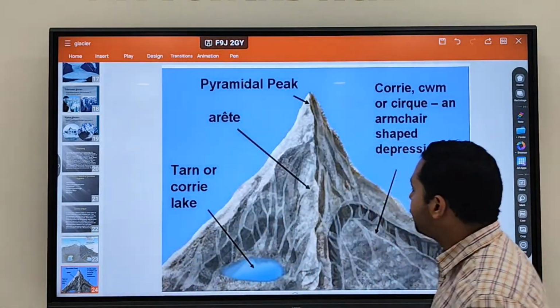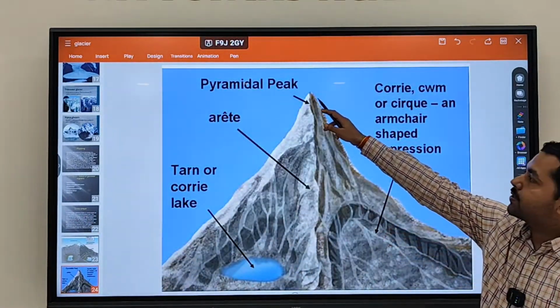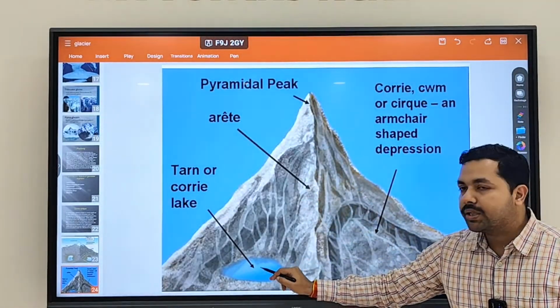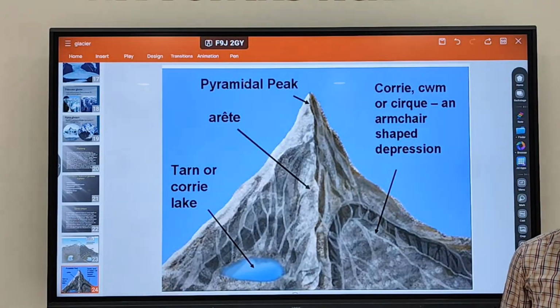So this is how you are finding. This is called a pyramidal peak. This edge is called an arete. And we discussed the depression where things are going to get deposited is called a Kori or a Sirk lake. Fine.